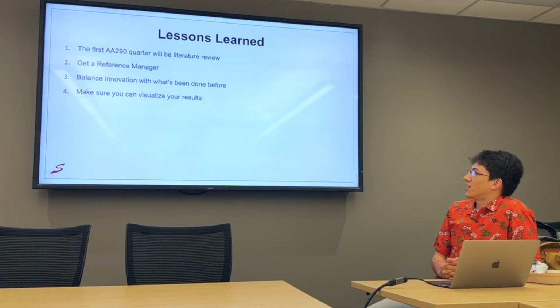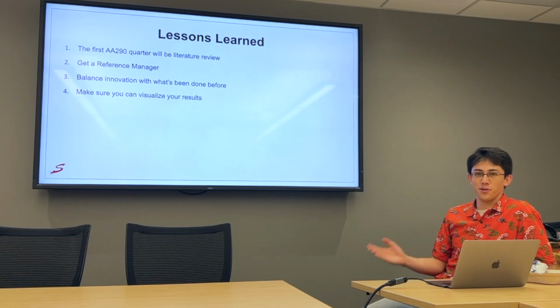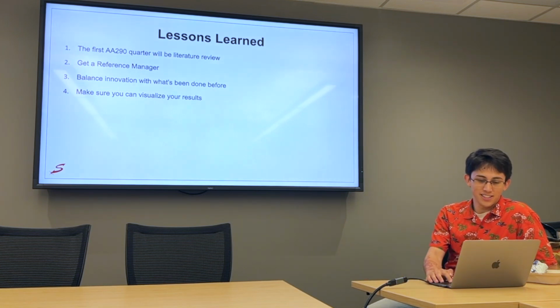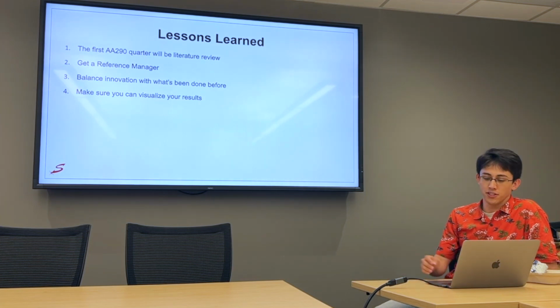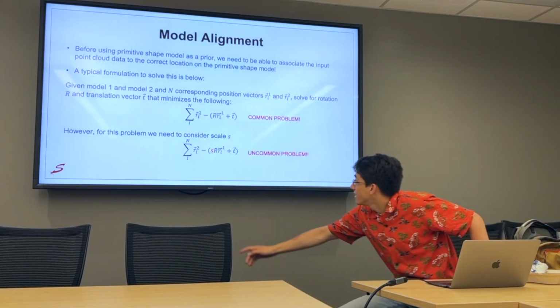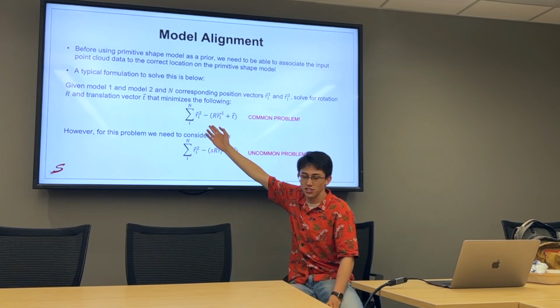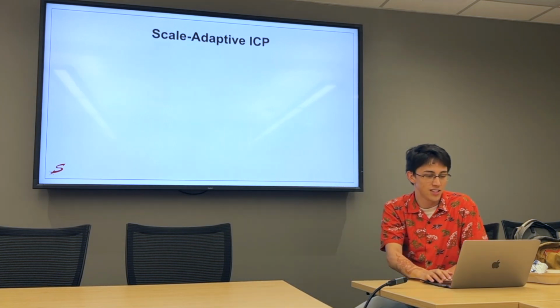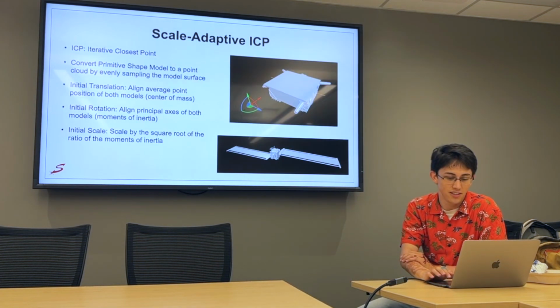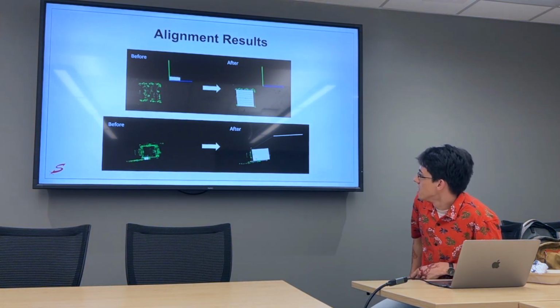And the second thing is make sure you can visualize your results, especially for a computer vision project, because for checking the alignment, I could have some metric like, sorry, I'm going to go back a little. This could be a metric for how good my alignment is, like how small is this number. But it's easier to just say, oh yeah, that looks pretty good. This alignment looks pretty nice.